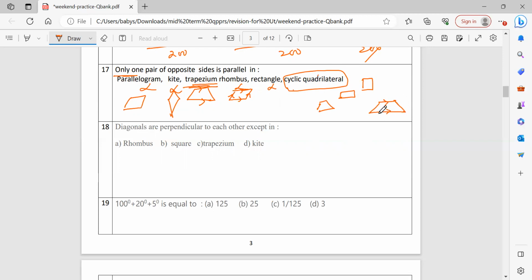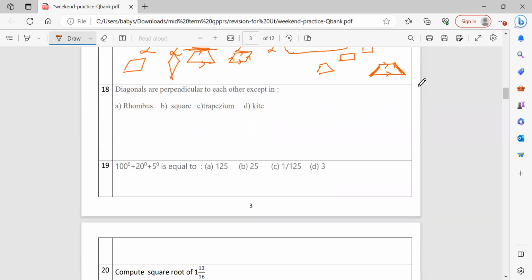See, the other two sides will be non-parallel. See, this side and this side will be non-parallel. Where I put arrows, those two sides are parallel. Next is, diagonals are perpendicular to each other except in a... In a rhombus, diagonals are perpendicular. Square, diagonals are perpendicular. Even in the kite figure I explained, isn't it? Kite is not a parallelogram, but even in a kite, diagonals are perpendicular.